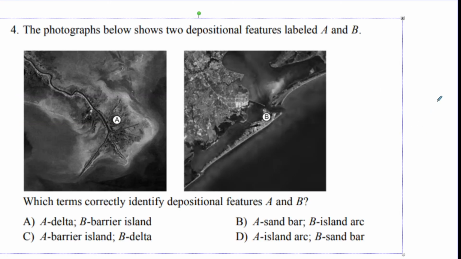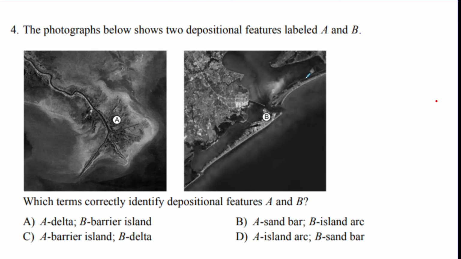All right, we got depositional features. Picture A, picture B. They want you to name them. All right, you should have gotten A as your river delta and B as a barrier island.